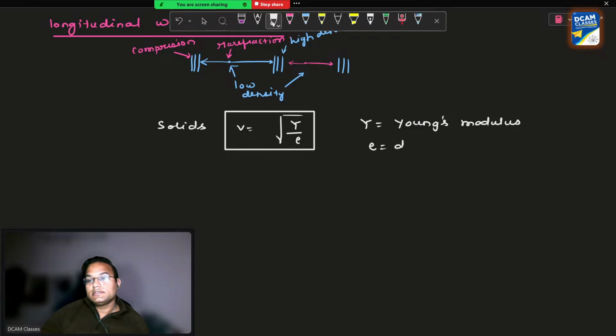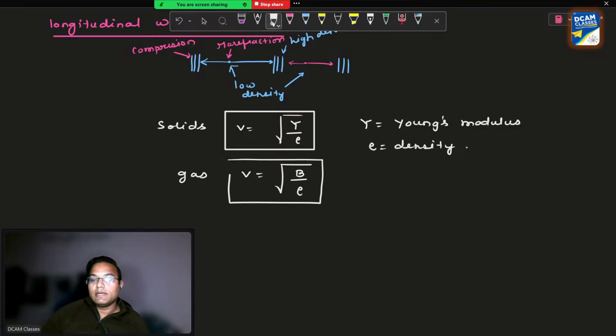Rho is density, the density of the medium. And in the gas, it will be v is equal to root over B by rho. B is bulk modulus.